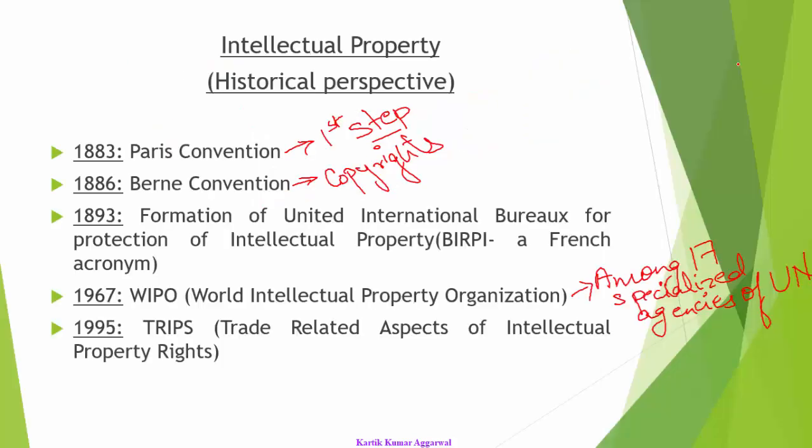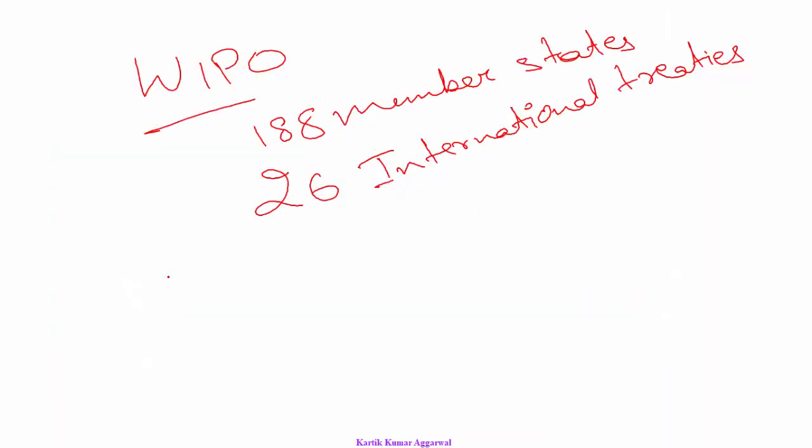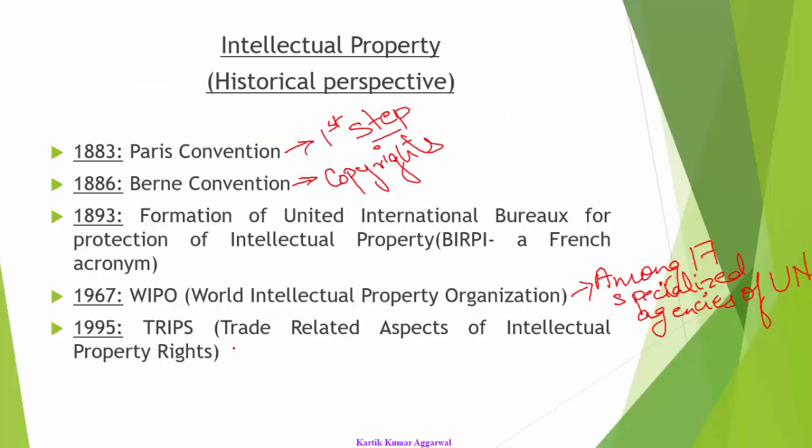In the year 1995, it was further advanced by the signing of the TRIPS agreement. It is Trade-Related Aspects of Intellectual Property Rights. This is administered by the WTO, World Trade Organization, and complements the provisions as established by the WIPO Secretariat.